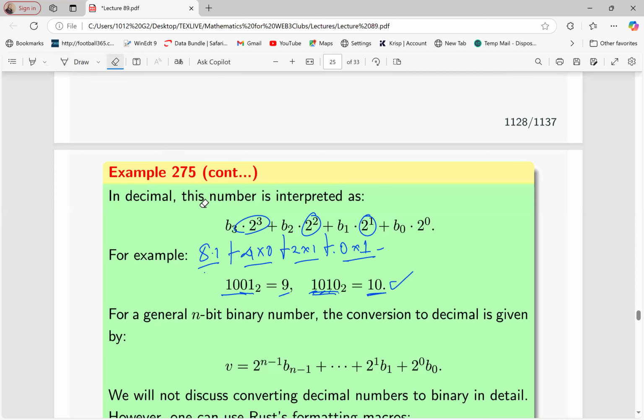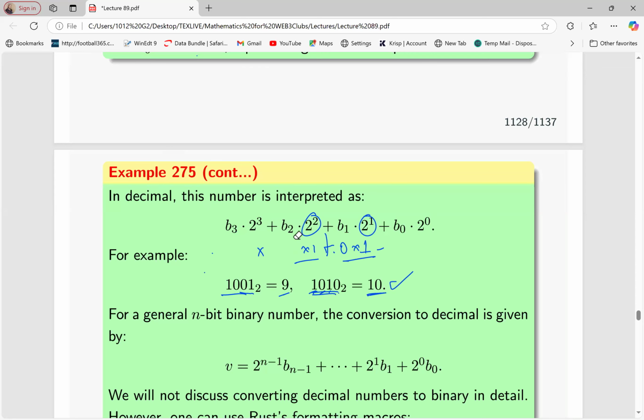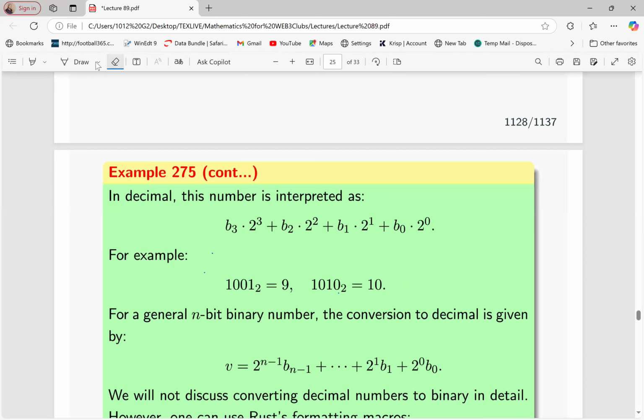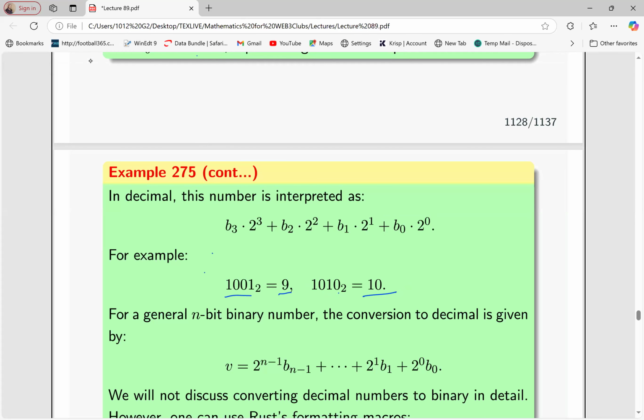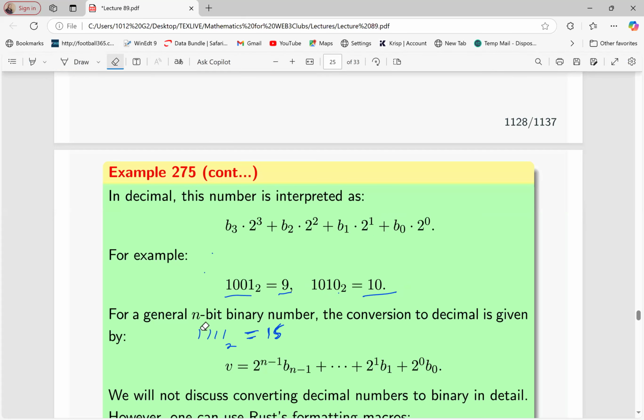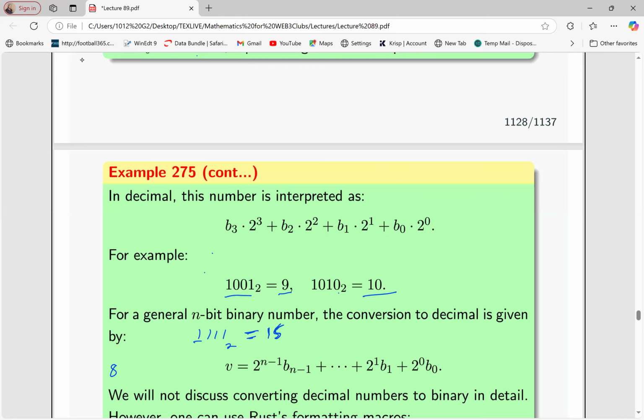Now, what is the maximum 4-bit binary? What is the largest 4-bit binary we can have? Because we've seen these two examples. One 4-bit binary has given us 9. Another one has given us 10. What about the maximum? The maximum 4-bit number we can have is 1 1 1 1, and this will give us 15. How do you get 15 here? This will be 8 times 1, plus 4 times 1, plus 2 times 1, plus 1 times 1.